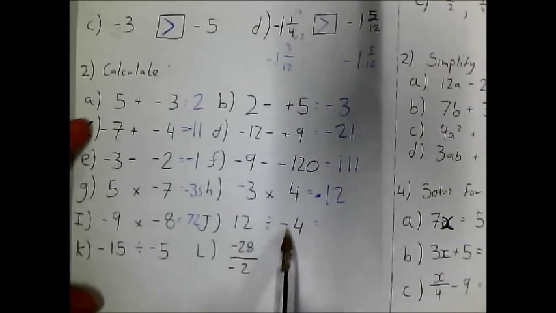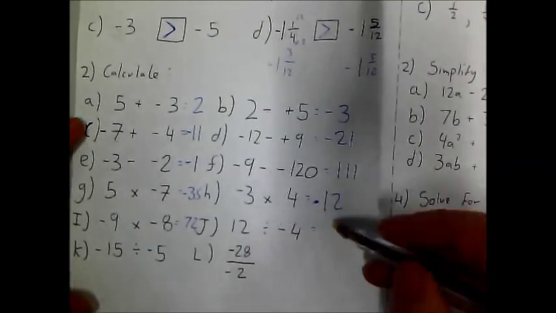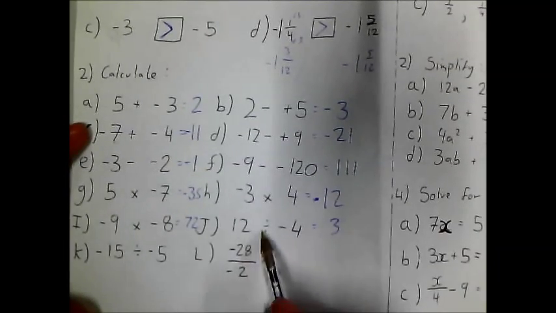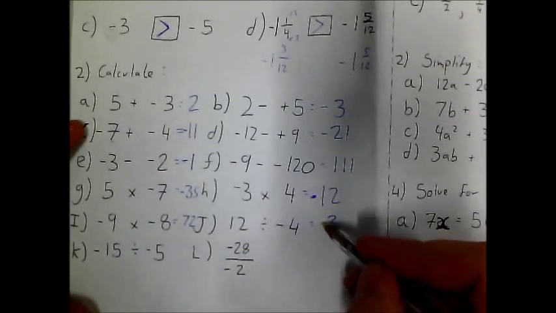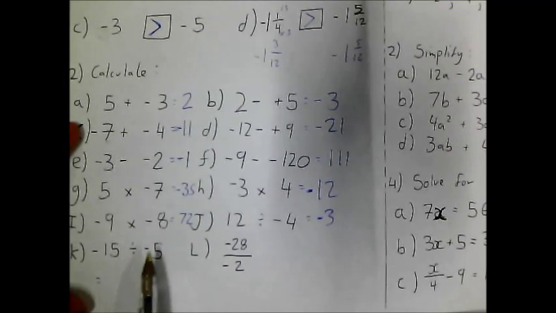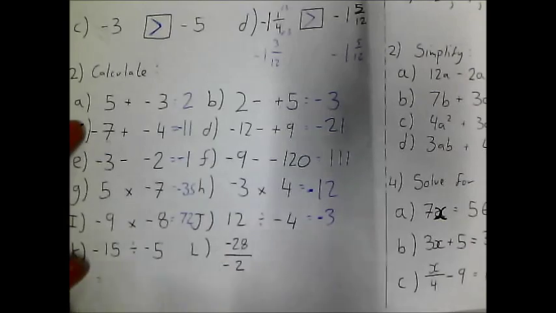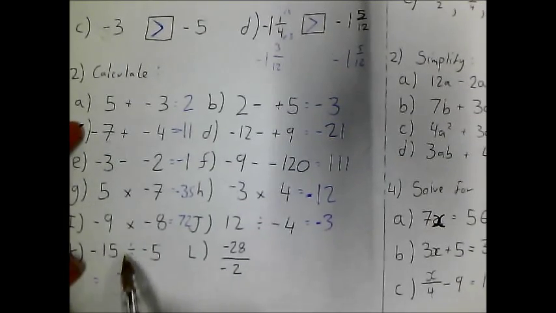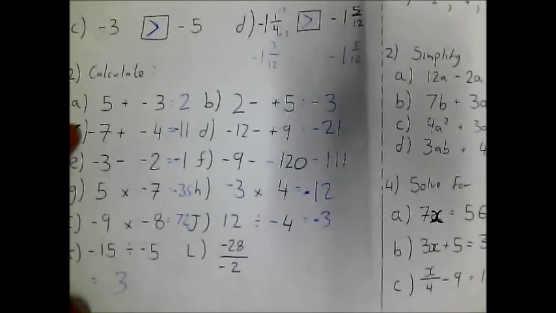J, 12 divided by -4. Well, 12 divided by 4 is 3. A positive divided by a negative follows the same rules as these. That will be a -3. Okay, -15 divided by -5. Well, 15 divided by 5 is 3. Negative divided by negative gives you a positive result. So the answer is +3.